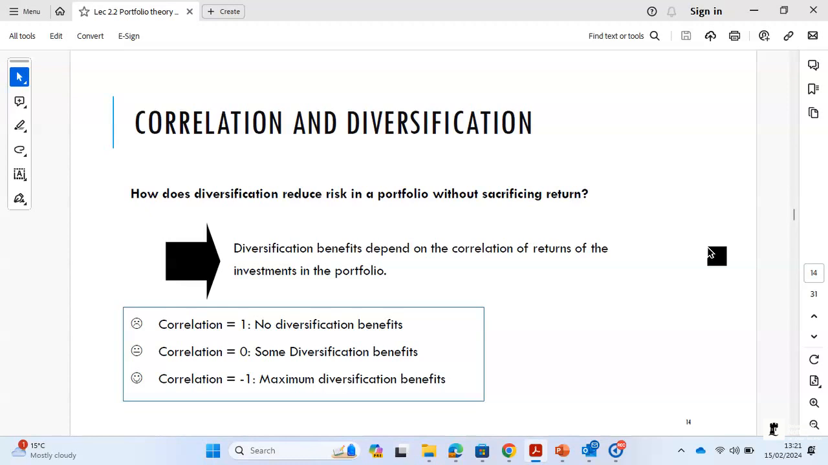Okay, so correlation measures how the returns of two assets move together, or how the returns of two assets are related. The values of correlation range from -1 to +1. +1 means perfect correlation, right?